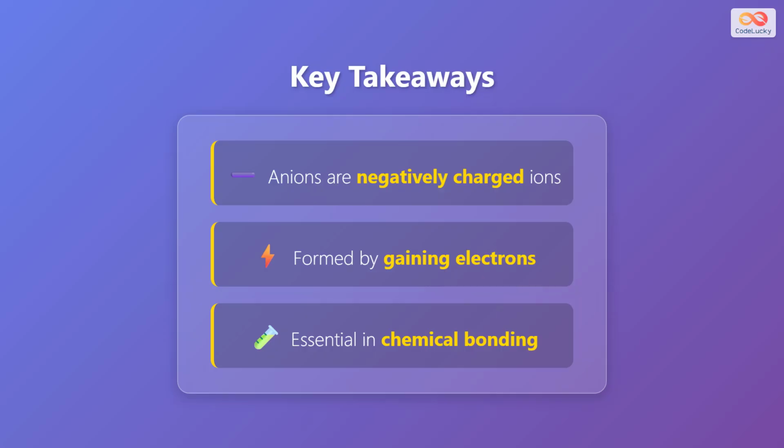Let's review the key points. Anions are negatively charged ions. They're formed by gaining electrons, and they're essential in chemical bonding, particularly in forming ionic compounds. Understanding anions is crucial for grasping how atoms interact and combine to create the substances around us.